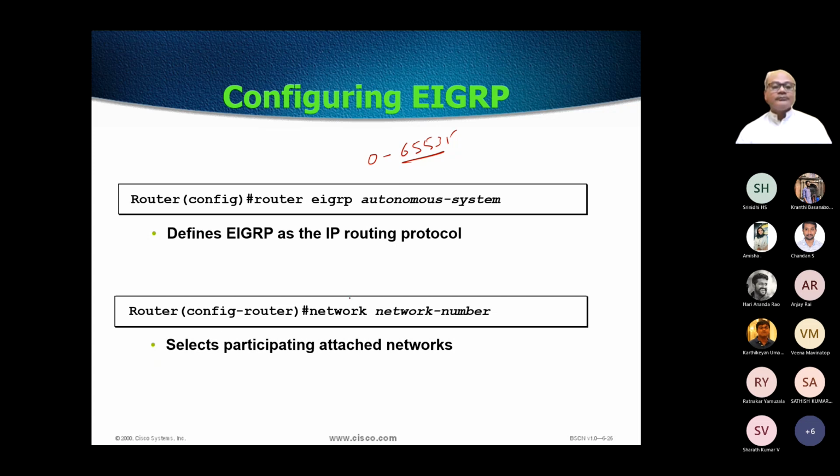And then the network number. The network number might be your 192.168.1.0. That's it. If you give router EIGRP 100 and use this network, this is how you configure your EIGRP.